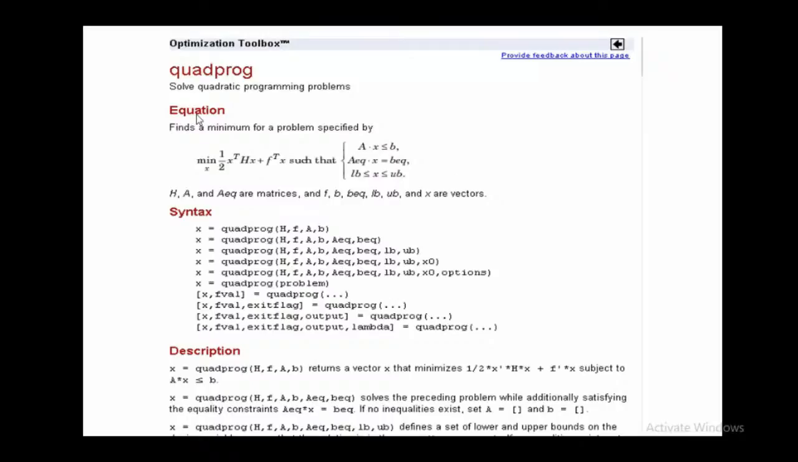It says that if you have this kind of optimization problem under these particular constraints, the solution can be found by this particular function, quadprog. H is nothing but this one, F is this particular thing. And for A, B, suppose we have only this particular constraint, then you just write only A comma B.